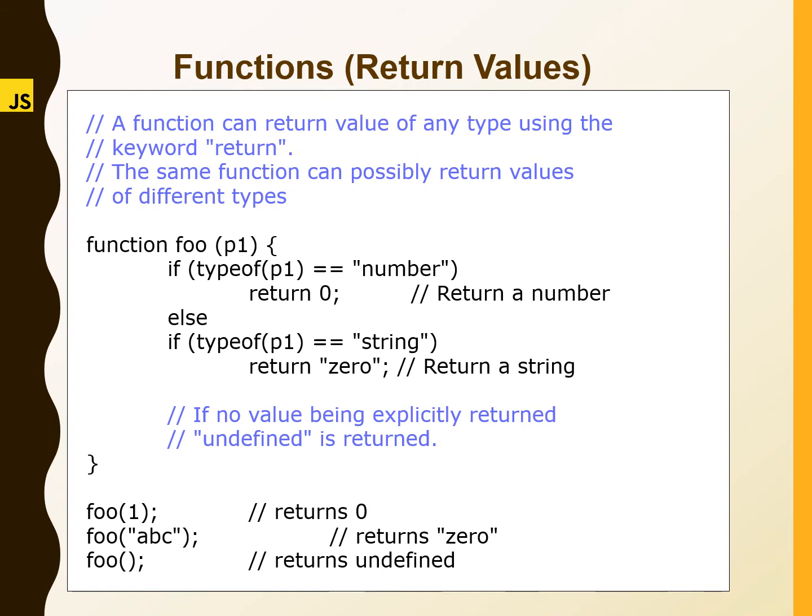The else part contains another checking condition: if typeof p1 equals string. If the data type of parameter p1 is a string value, then it will return "0" in strings. So it will return a string value, and the content is 0. So that is the function. In order to invoke this foo function, after the function definition, we can see the function invocation statements.